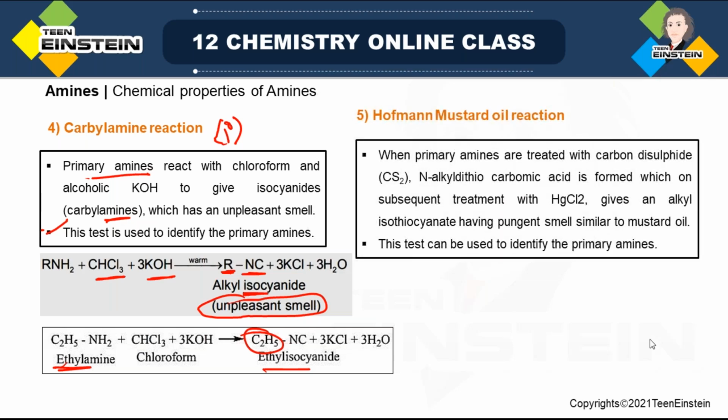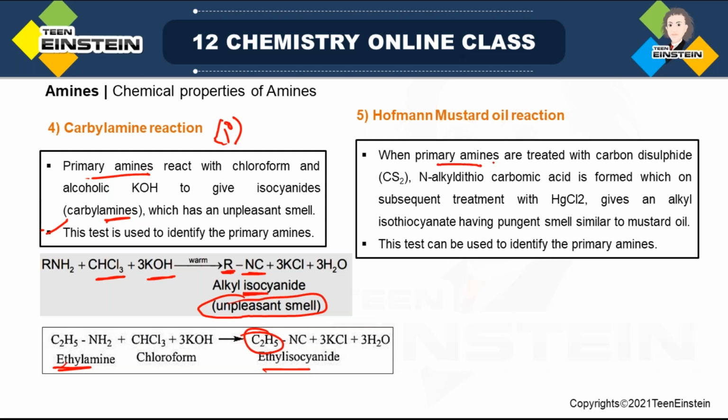Next reaction, Hoffman mustard oil reaction. Why do we call it mustard oil? Because in this case, the product that will be produced has a specific smell which is just like mustard oil. So that is why the name Hoffman mustard oil reaction. Sometimes it is simply mentioned as mustard oil reaction. This is also for primary amine.